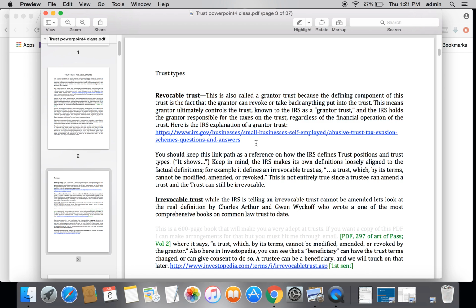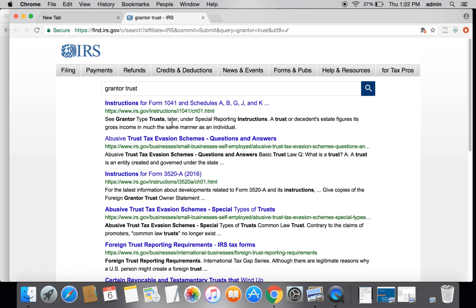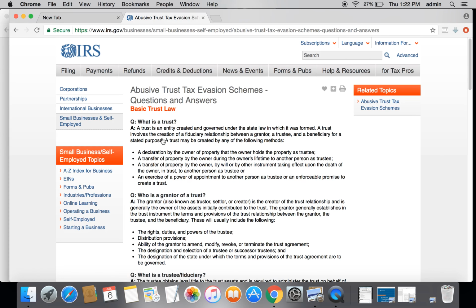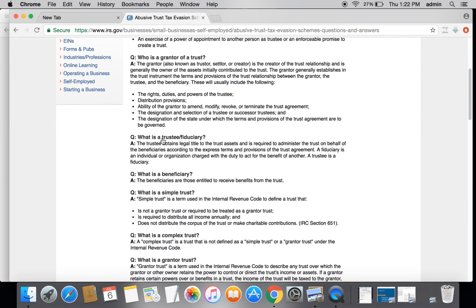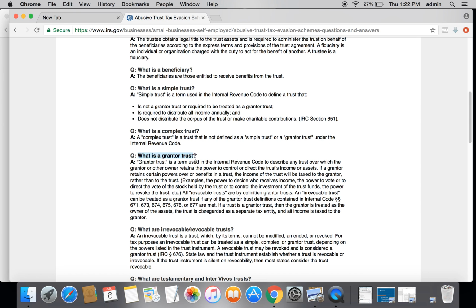All right. So we said that this is a grantor trust as defined by the IRS. Let's go look at that and see what the IRS defines a grantor trust as and what they consider qualifies any trust as a grantor trust. All right, so we're here on the IRS website and we go here. What is a grantor trust?